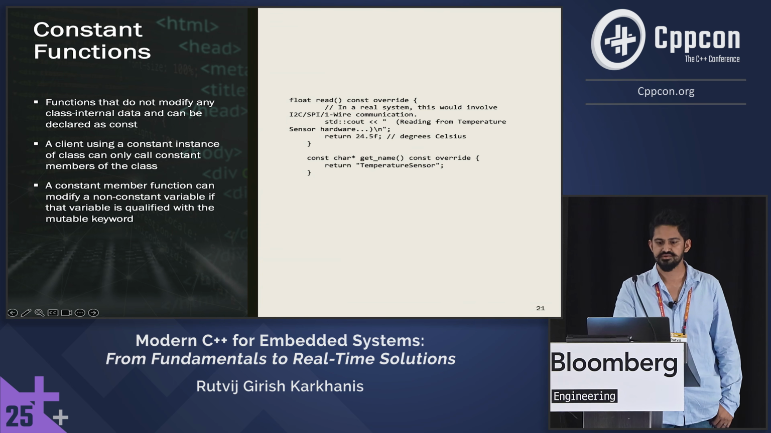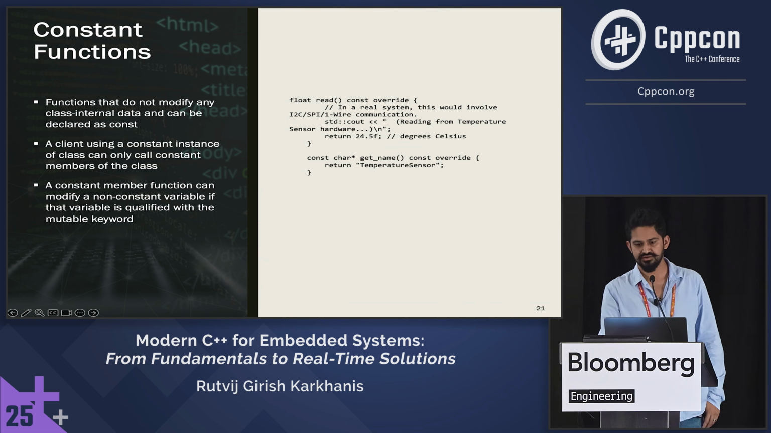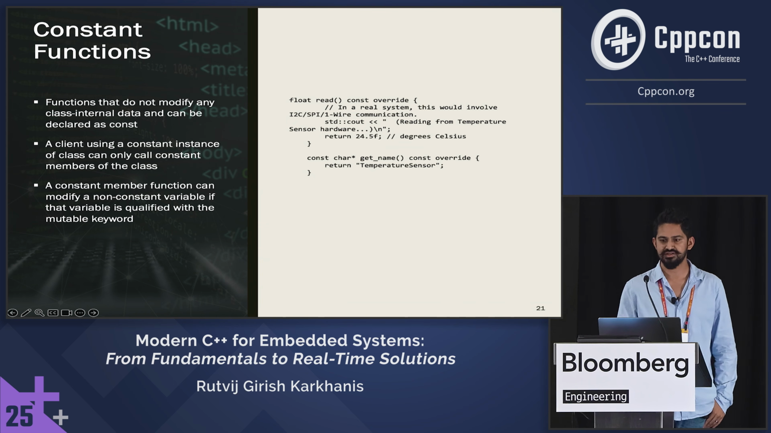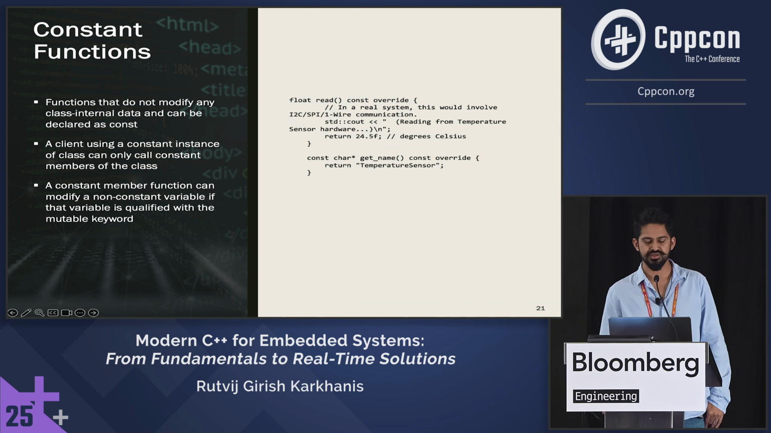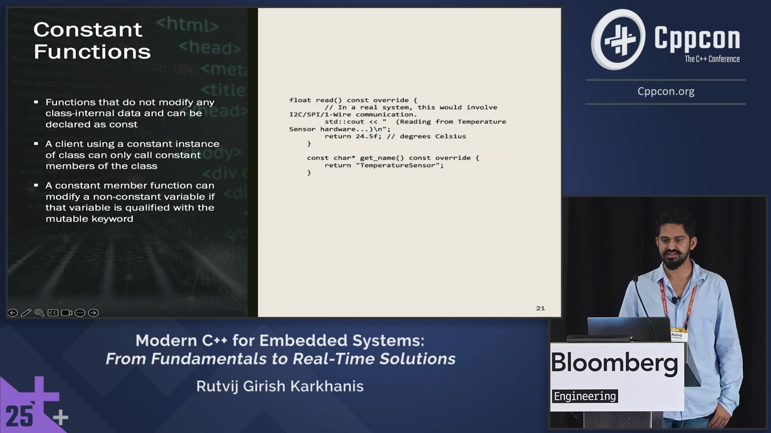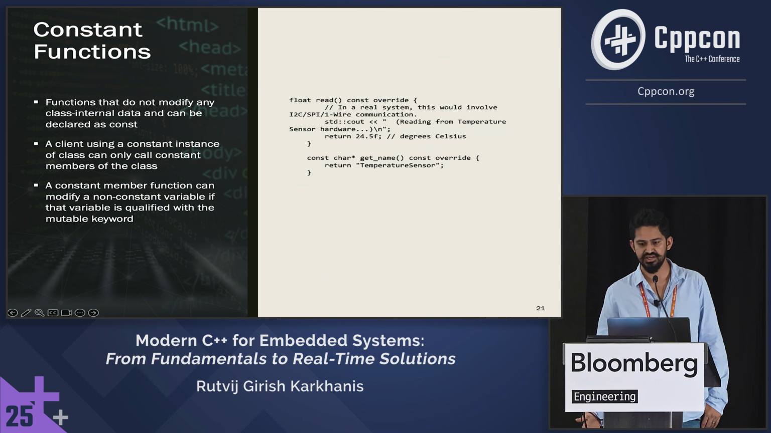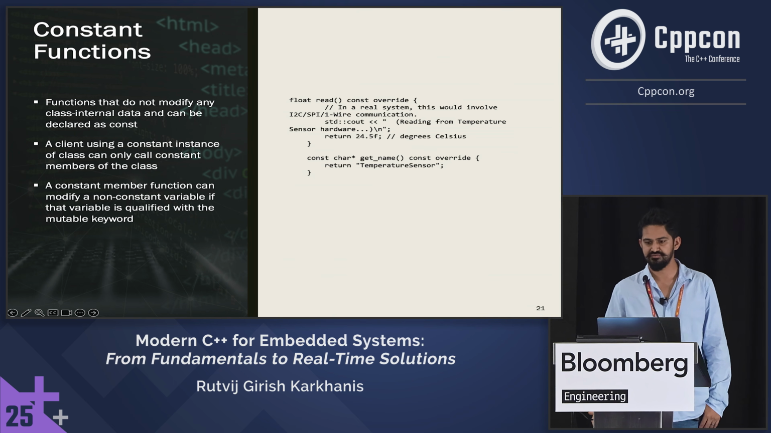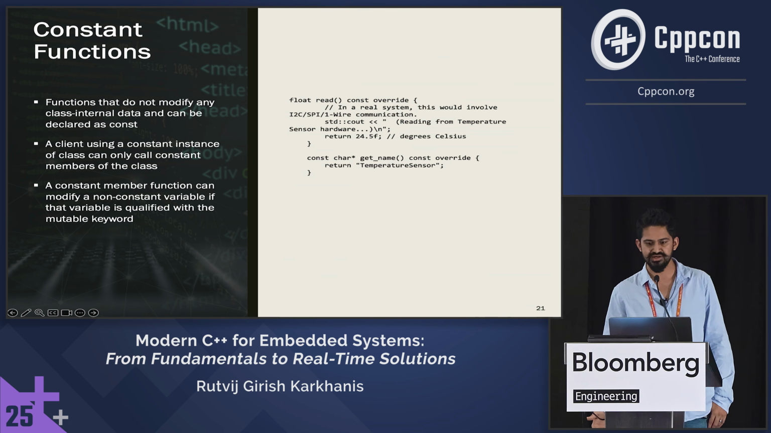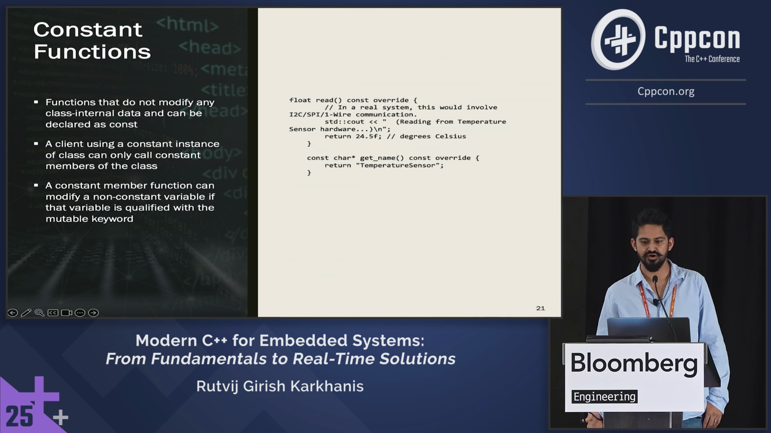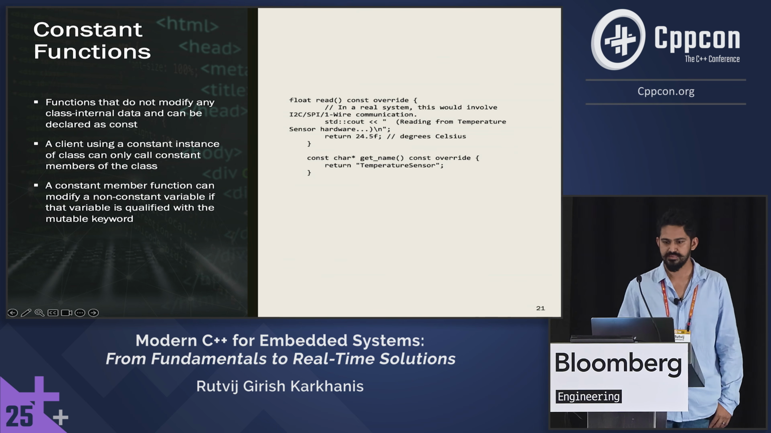Constant functions. When you add the const keyword after the parameter list of a member function, you are telling the compiler two things. First, a promise that this function will not change any of the member variables of this object, and second, the ability that this function can be called on constant objects.